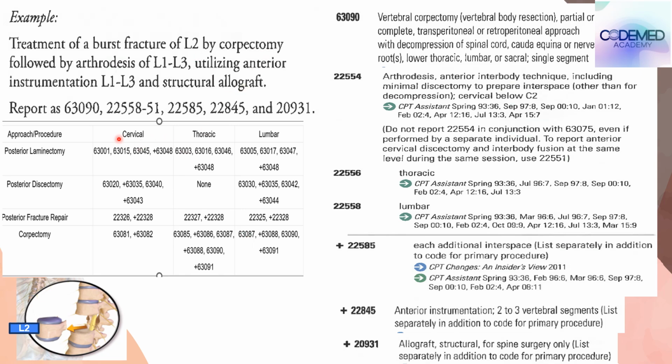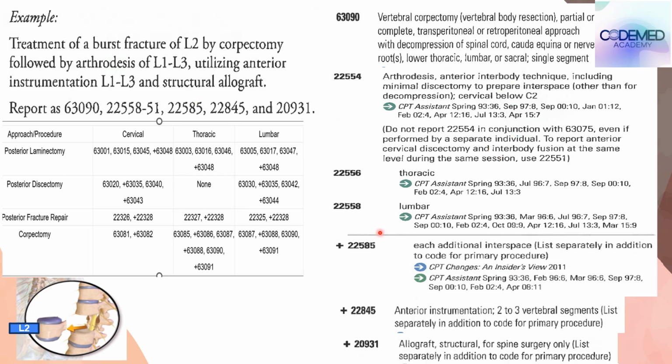Now what is the second code? 22558. This code is lumbar, but this is the indented code, so I'll be reading the primary code: arthrodesis, anterior interbody technique including minimal discectomy to prepare the interspace, cervical, and as is lumbar, but it is for an individual interspace. In our case, how many interspaces? An interspace is the area in between two vertebral bones. Now here there are how many bones? L1, L2, L3. That means three segments and two interspaces.